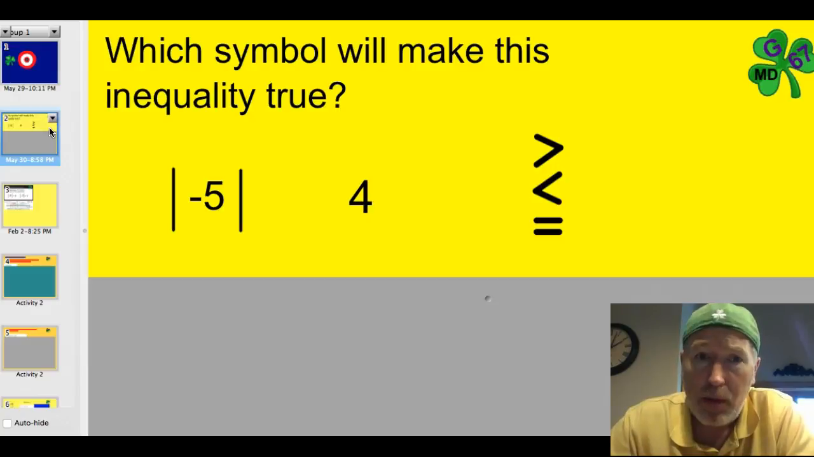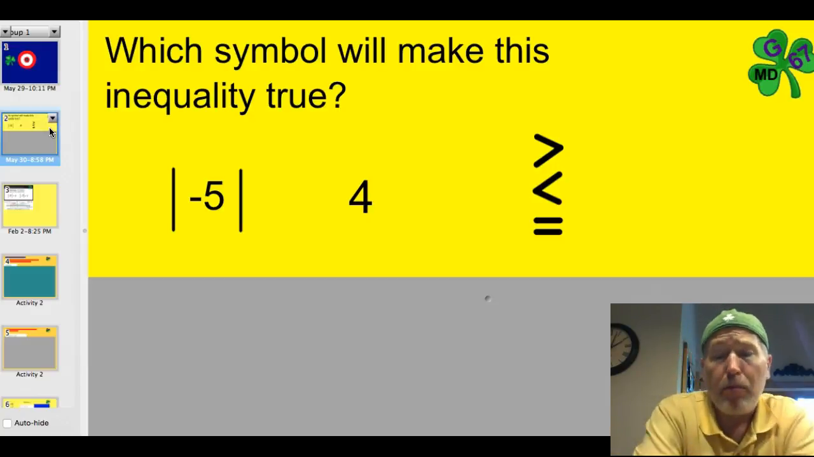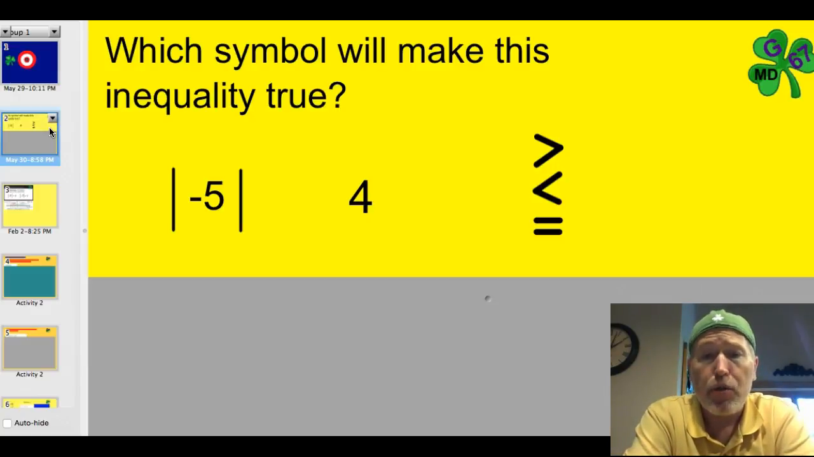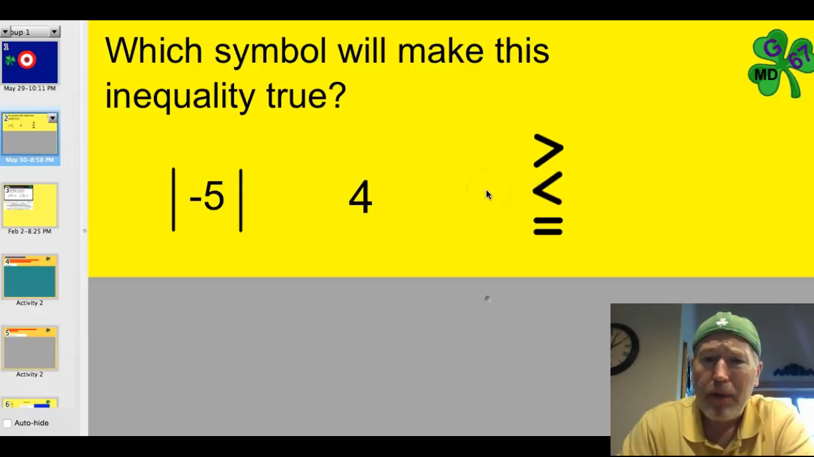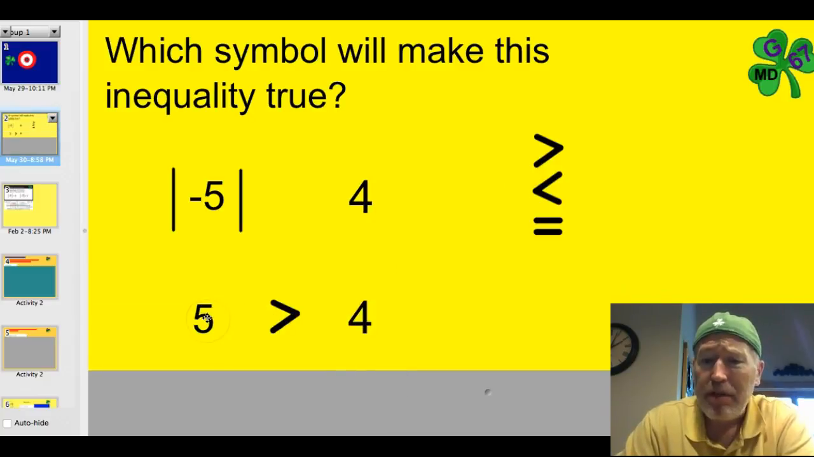Let's just talk about a problem to begin with. Here's a problem that you might be posed with in a testing situation or in a real life situation. Which symbol will make this inequality true? Well, it would seem like that 4 is bigger than -5, right, when we think about a number line. However, the correct answer to this problem is that 5 is greater than 4. What happened here inside these absolute value bars?